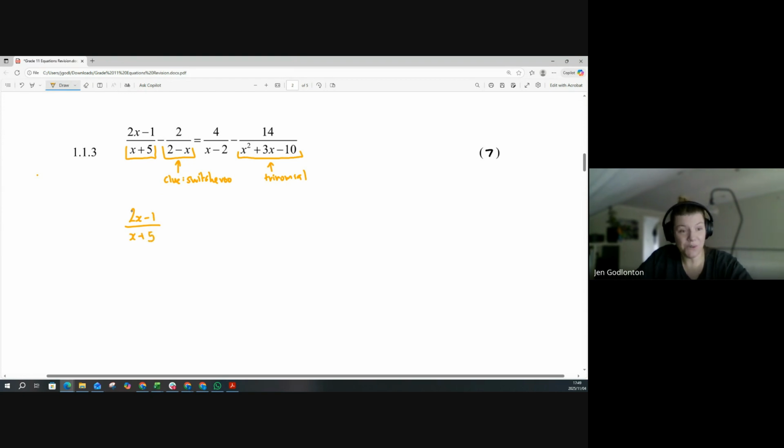Now, when I do a switcheroo, I change the sign and I switch around those values. So that negative is going to become a positive because it's a switcheroo. And I'm going to have a 2 over x minus 2. Now I've done my switcheroo. I'm going to put these in brackets just so that they look a little bit nicer. That's over 4x minus 2. And then I've got minus 14 over x plus 5, x minus 2.